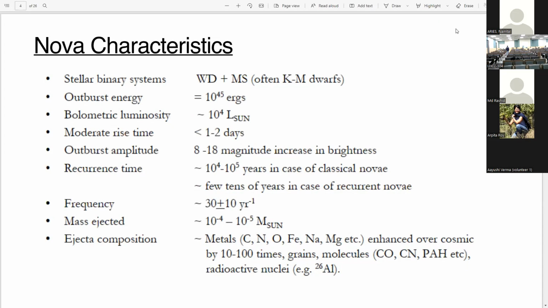The abundances that we observe are usually enhanced over their cosmic values. We can observe these metals at 10 to 100 times their solar value, and they are consistent with previous findings also. Okay, we can discuss this later. Any query from online participants?